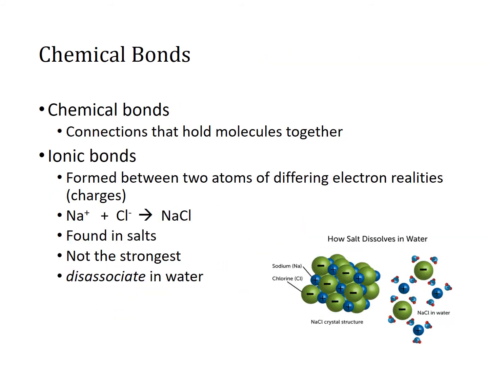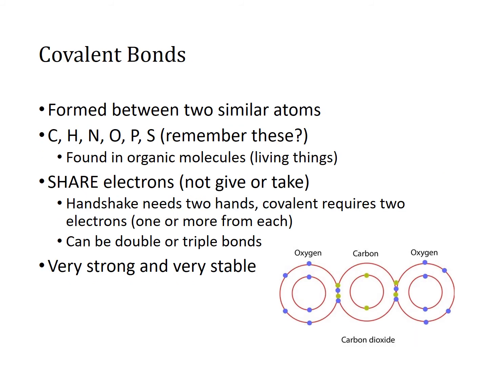Chemical bonds are super critical to living organisms because these bonds really determine a lot of behaviors of living organisms. There are ionic bonds, so those are formed when two atoms that have different electron numbers or charges bond together, and you'll see this in salt. So it's not the strongest, they dissociate in water. We've seen salt, water, right?